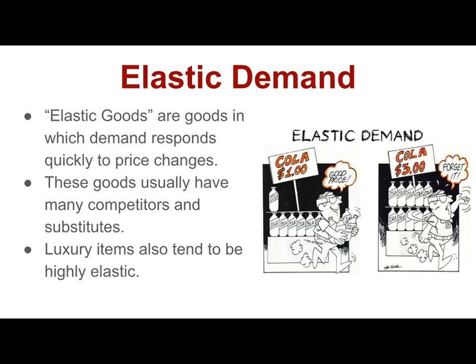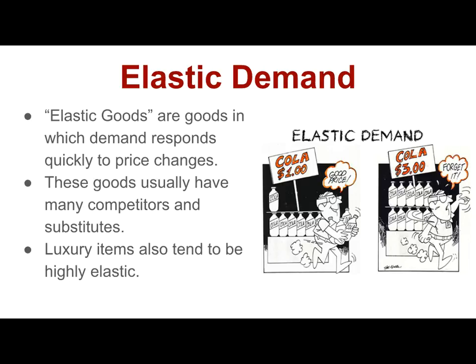All right, elastic demand. Elastic goods, ones with high demand elasticity, are goods in which demand responds quickly and sometimes drastically to price changes. These goods usually have lots of competitors or lots of substitutes. You don't need these goods, and you can very easily find something else that is similar to it. So if the price goes up even a little bit, you're just not going to get the product anymore because you've got other ones available.